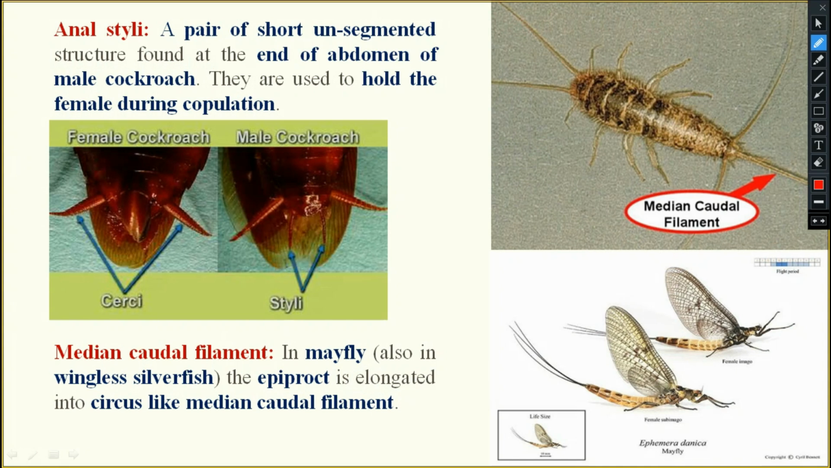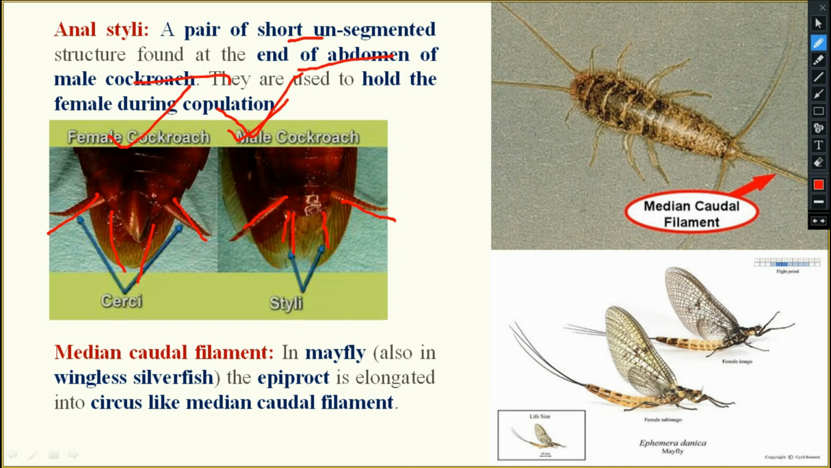Now coming to anal styli. This is also a sexual dimorphism character. A pair of short, unsegmented structures found at the end of the abdomen of male cockroach. This is your male cockroach. This is your female cockroach. This is your cerci, which are short and many segmented. In female, this structure is not there, but in case of male, this structure is there. This is known as anal styli. They are useful to hold the female during the copulation process.